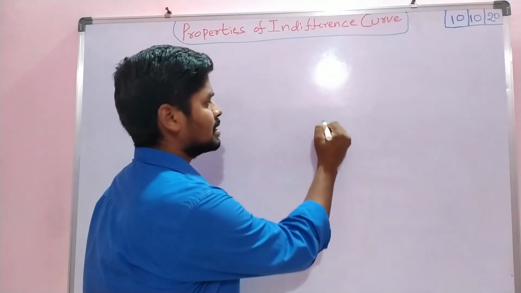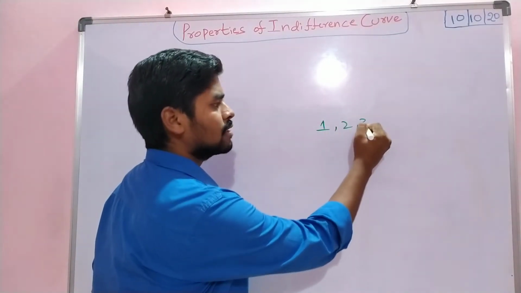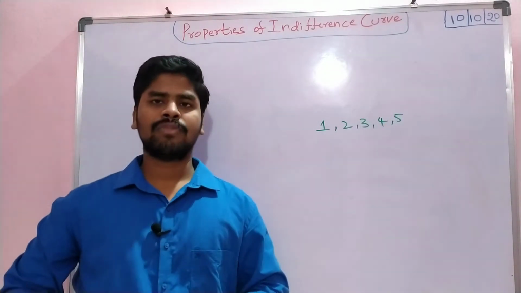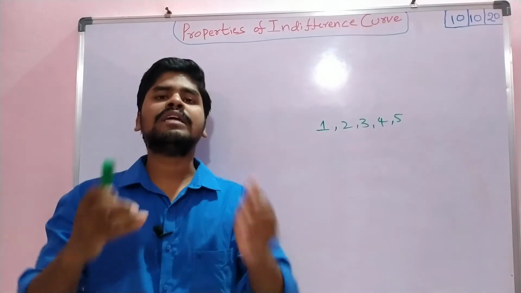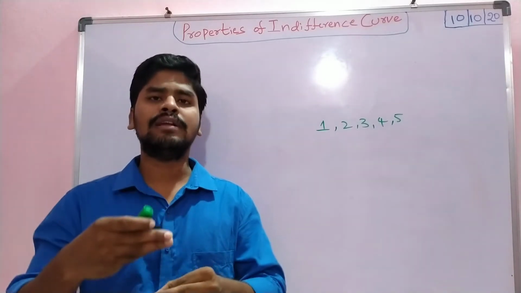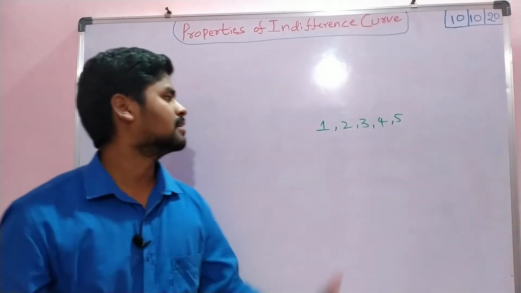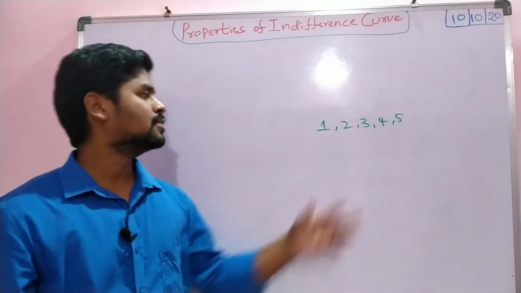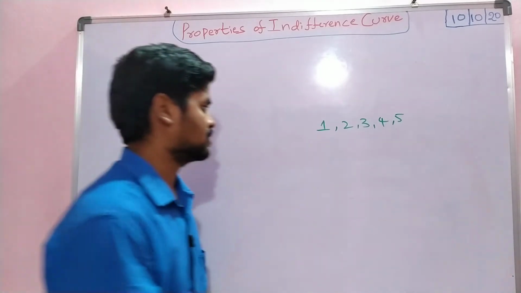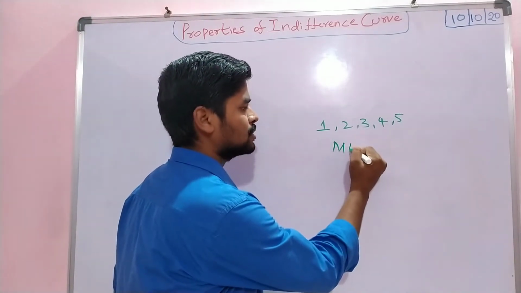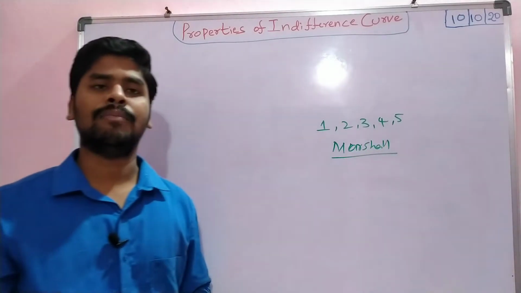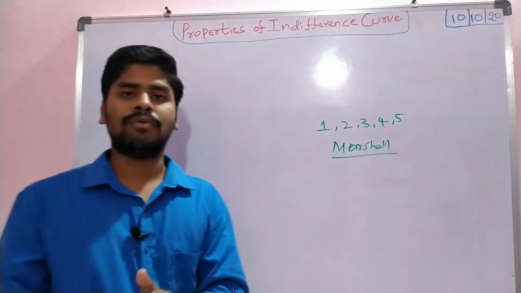The cardinal approach is 1, 2, 3, 4, 5. This is what cardinal numbers mean. Whatever the satisfaction while consuming goods and services, we will count our satisfaction in terms of numbers. The cardinal approach was developed by Alfred Marshall.